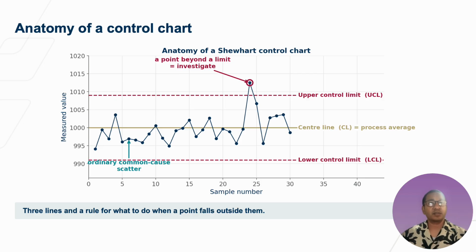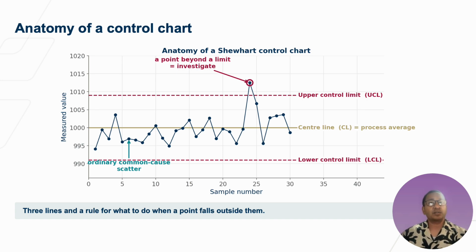The anatomy: three lines and a decision rule. The center line is the process average computed from the data, not from the target. The distinction matters. If your process runs consistently high, the center line sits high and the chart is monitoring the process you have rather than the one you wanted.